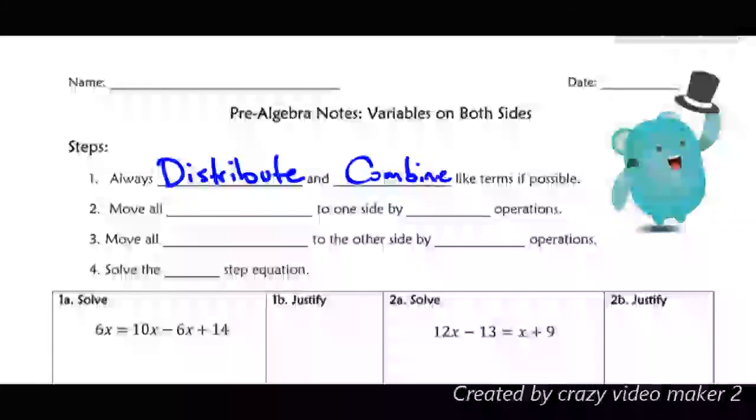So that really hasn't changed from solving a multi-step equation. You still distribute if you can, and then combine like terms next. This step 2 is the only real difference, and that's where we need to bring all of our variables to one side of the equation. And we always do that using inverse operations. And when I say that, I really specifically mean addition or subtraction.